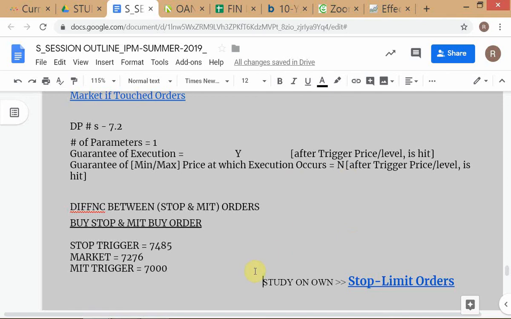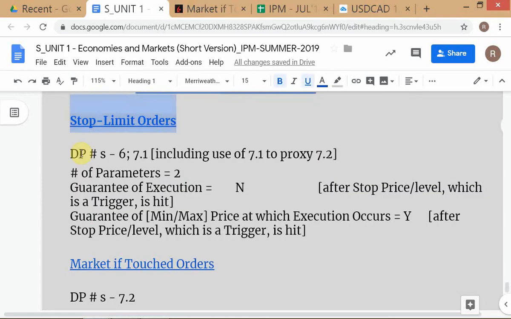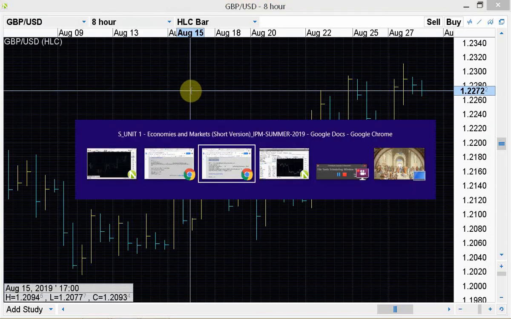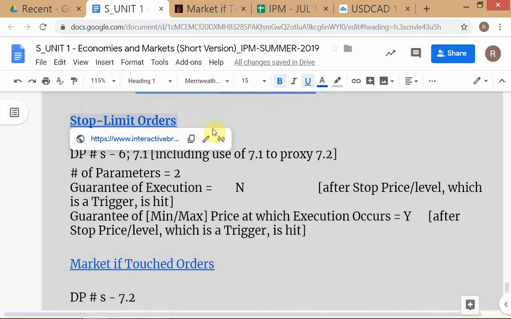So I don't advise the use of these orders, but you should still know about them as a finance student, so that you study on your own. Market if touched, understand this logic from Interactive Brokers. They are still being used, in the sense that some people may use it, and the system provides you the option of using it. But I don't recommend using it.